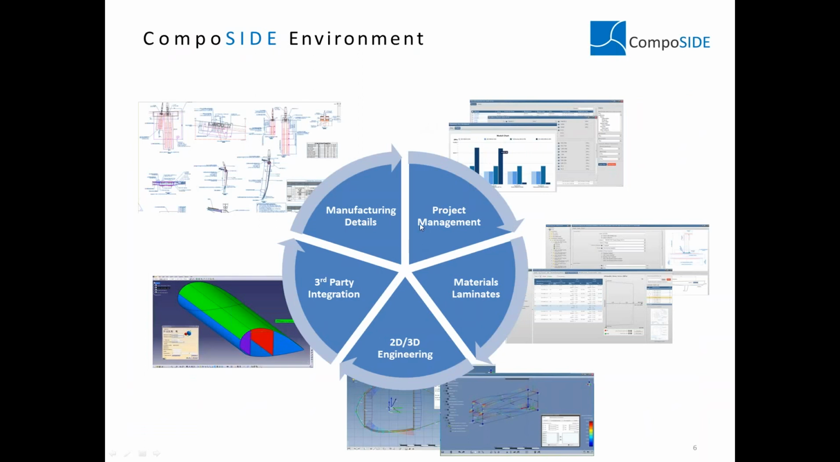So when we look at CompoSIDE, we look at tools that allow us to provide efficient project management, composite dedicated tools for materials and laminates through ply generation, extended classical laminate theory. We also look at dedicated 2D and 3D engineering tools, either within the platform or as an integration to third-party tools such as other CADs or FEA software you may have yourself, or manufacturing simulation, down to the fine details of the manufacturing process and, for example, laminate tables to be included in manufacturing drawings.